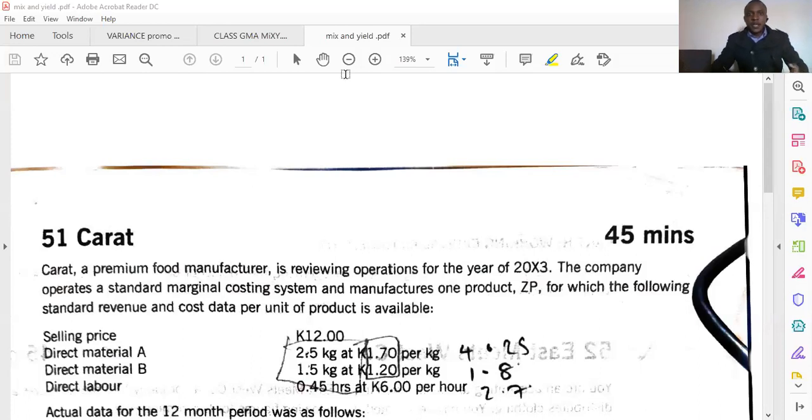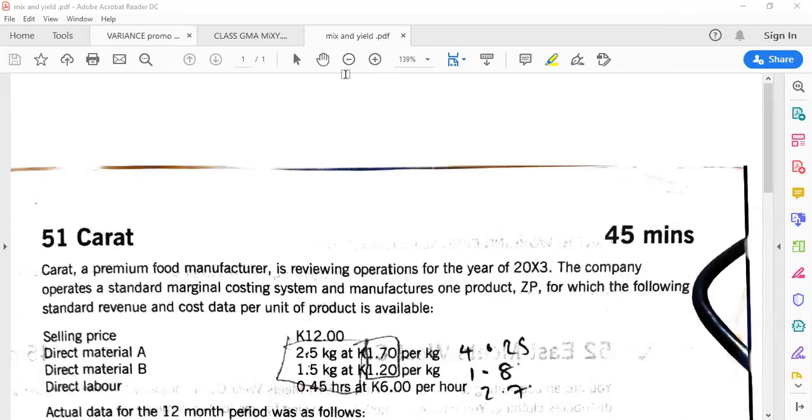Now, mix and yield is such a simple concept. Even though the examiner loves it, I don't know why the examiner loves mix and yield, because it's so easy to calculate, so easy to understand. But anyway, we are going to do it because it's important. It's extremely, extremely important. So let's go.